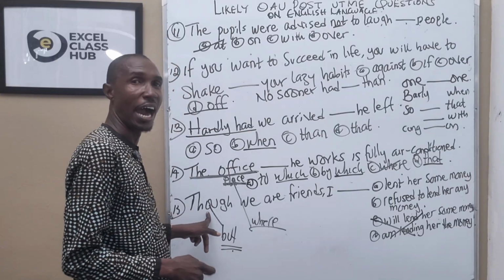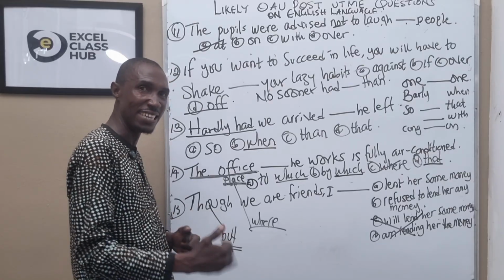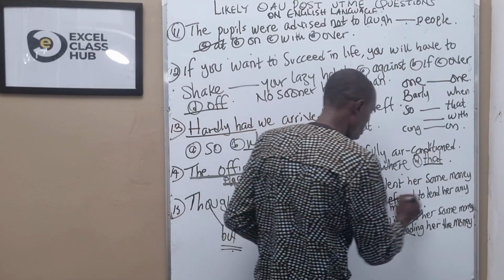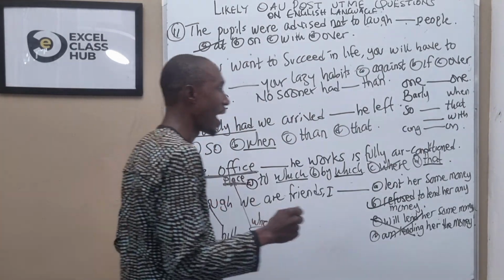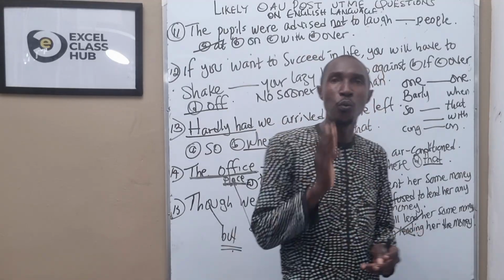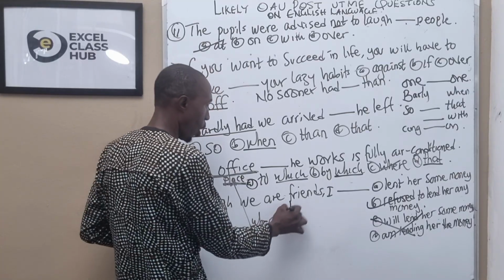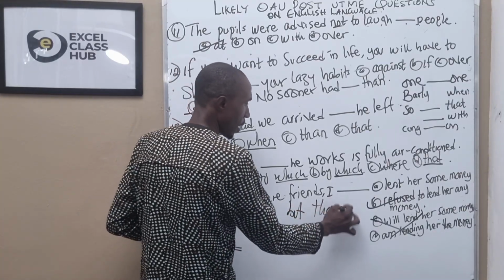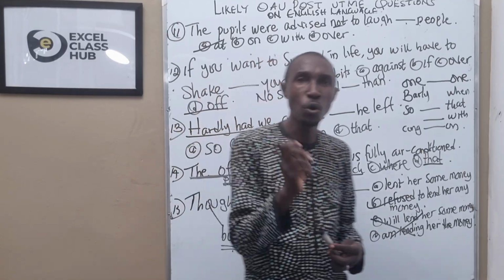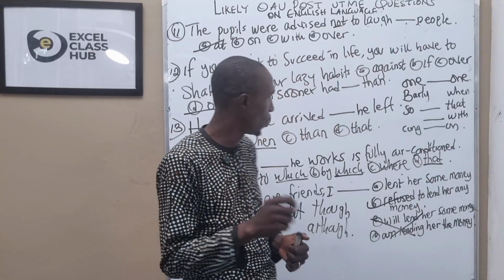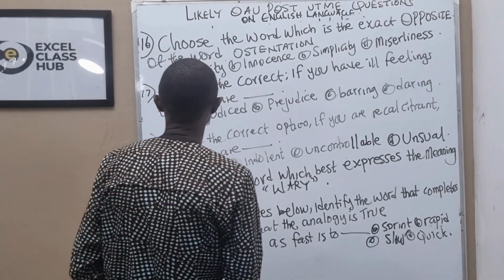So, though shows what? But. Though has also shown what? Negativity. So the correct answer is what? Option B. Though we are friends, I refuse to lend her any money. So whenever we have but, though, and what? Although. If these three are used, then it shows negativity. Let's take note of that. So that is question 15. So we go with question 16.